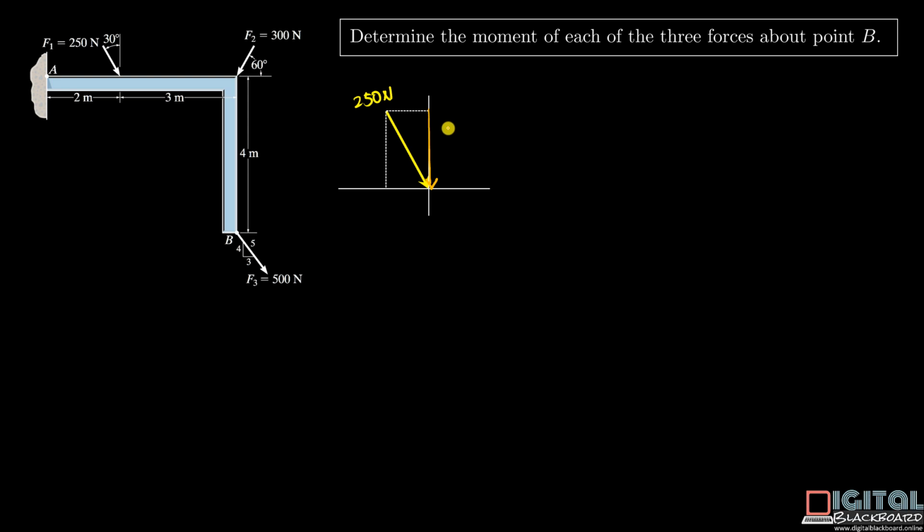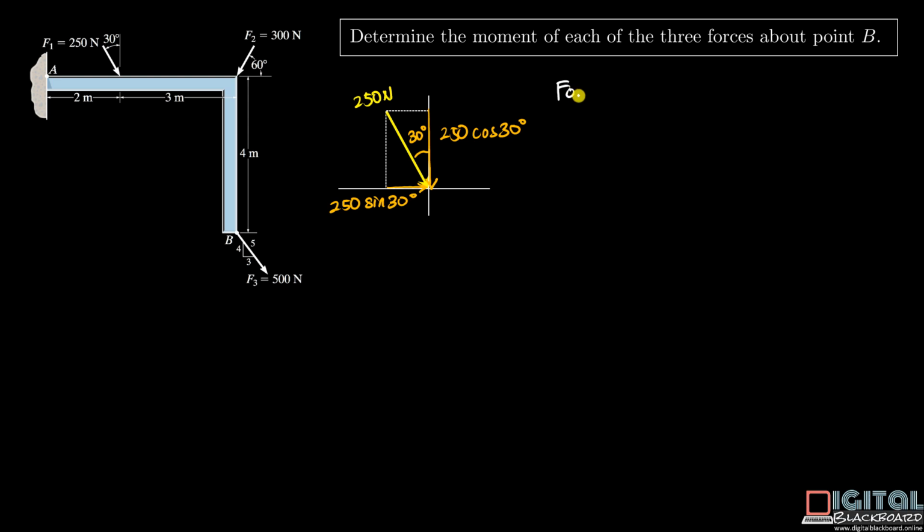The magnitude of this orange component is 250 cosine 30 degrees, where 30 degrees is the angle that the original force makes with the vertical. The horizontal component is directed in this positive x direction, and the magnitude is 250 sine 30 degrees. Now that we have resolved the original force into both its vertical and horizontal components, we can determine the moment of this force F1 about the point B.